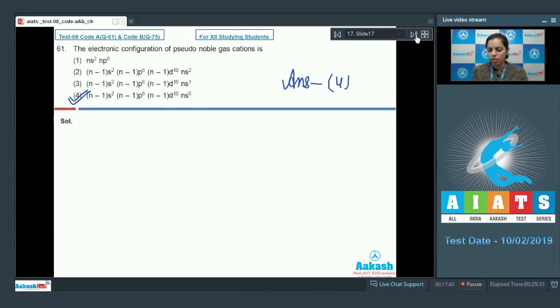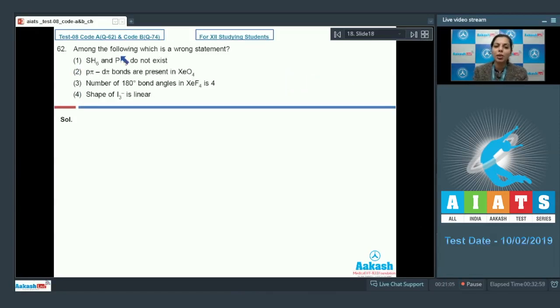After this, there's another question. Question number 62. Among the following, which is a wrong statement? In the given options, different statements are given, and we have to choose the wrong statement. First statement is SH6 and PH5 do not exist. This statement is correct because orbital overlapping is not possible in the case of sulfur and hydrogen, and similarly for phosphorus and hydrogen also.